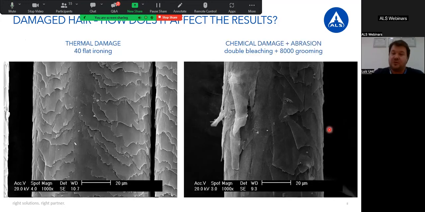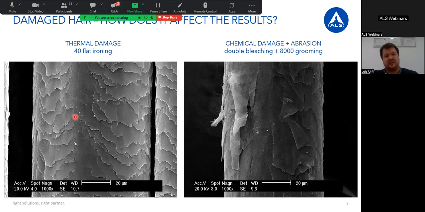In the next slide, I can show you the image of that. This one here on the right is the SEM image for the double bleaching plus 8,000 cycles of combing. So we do have some parts where we don't have cuticle. We have some lifted cuticles here, broken cuticles. So this is a damage beyond repair. We don't want that. We have to define some damage that can be treated. So this is the second most important thing to define.